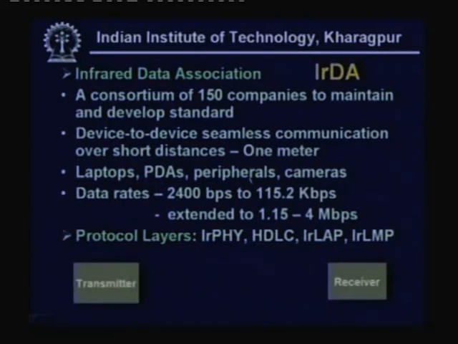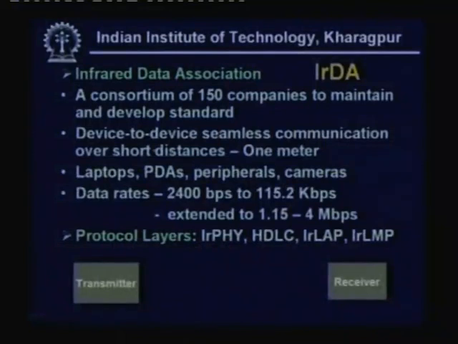Particularly in this context, IRDA is playing a very important role. IRDA stands for Infrared Data Association. This is a consortium of 150 companies to maintain and develop standards. IRDA has developed some standards with the help of which communication can be performed over very short distance. The objective is to have device to device seamless communication over a short distance, typically 1 meter.